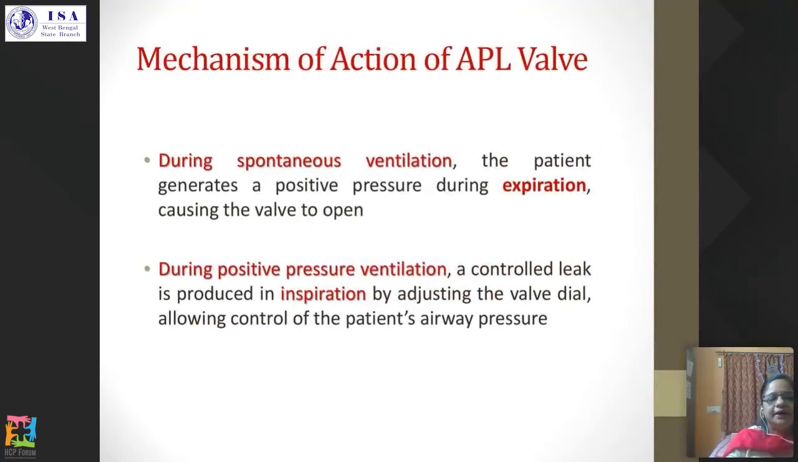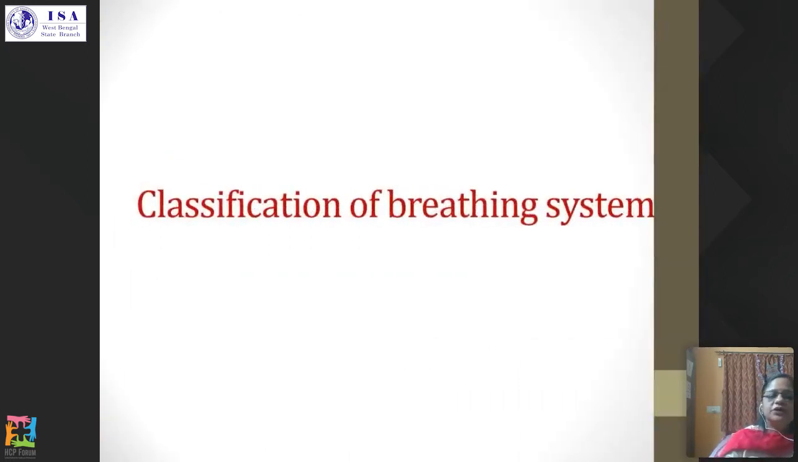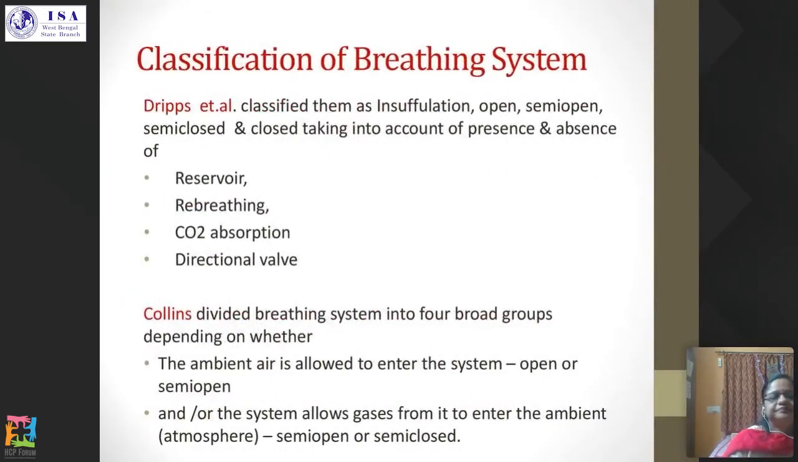Now, the mechanism of the APL valve. During spontaneous ventilation, the patient generates a positive pressure during expiration, causing the valve to open. When there is any increased pressure generated within the circuit, that is above the atmosphere, the valve usually opens. And during positive pressure ventilation, a controlled leak is produced during inspiration by adjusting the valve dial, allowing control of the patient's airway pressure. Now, we will go to the classification of the breathing system.